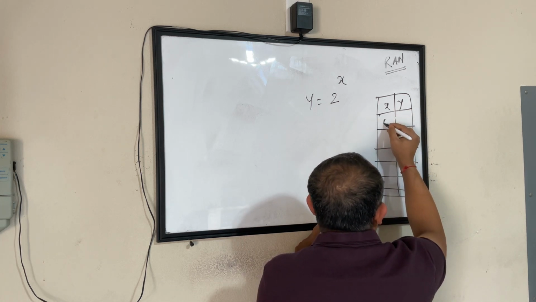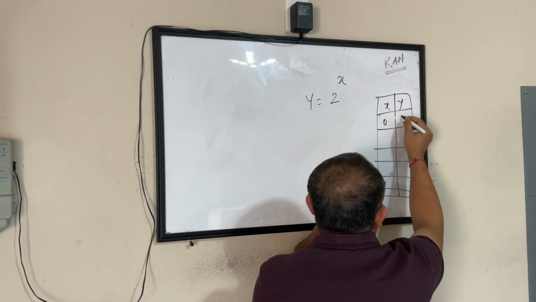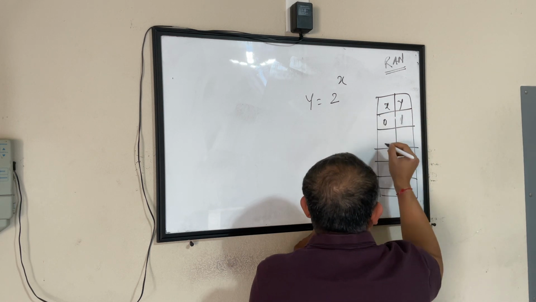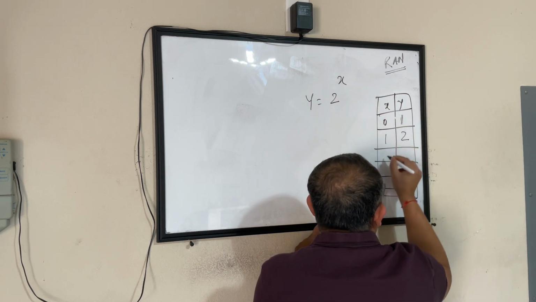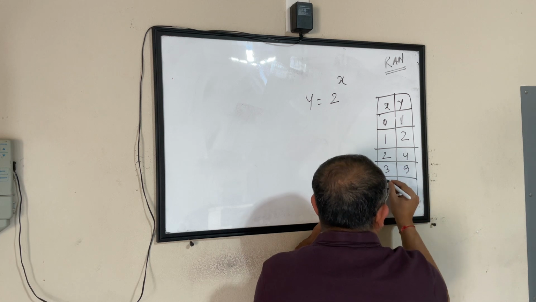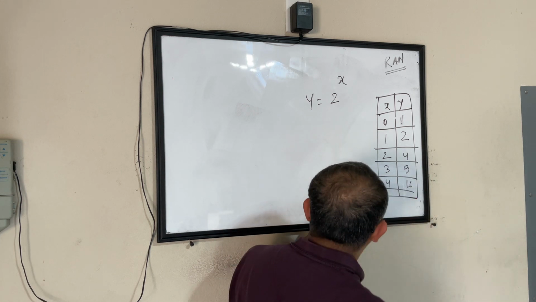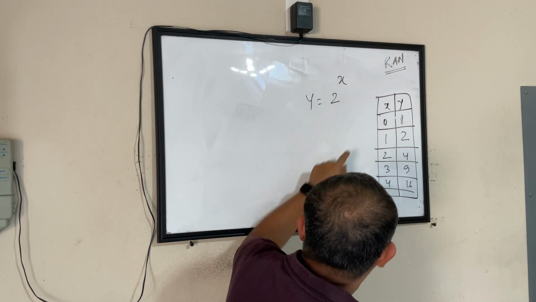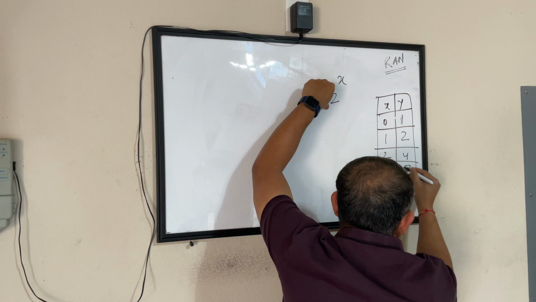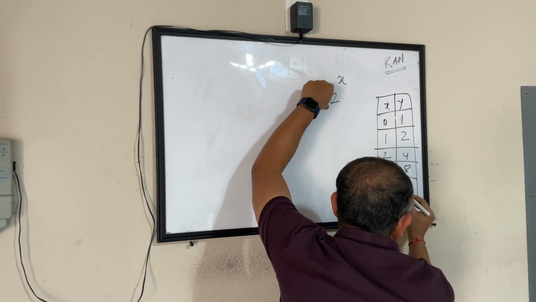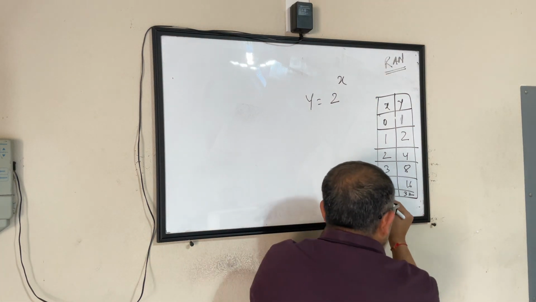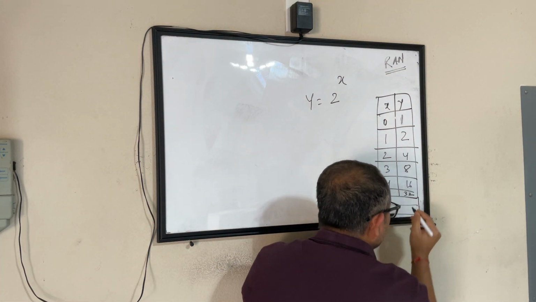Let's say when x equal to 0, y is 2 to the power 0, which is 1. When x equal to 1, y is 2, x equal to 2, y is 4, x equal to 3, y is 8, x equal to 4, y is 16, x equal to 5, y is 32. Okay? Let me reserve it for now.